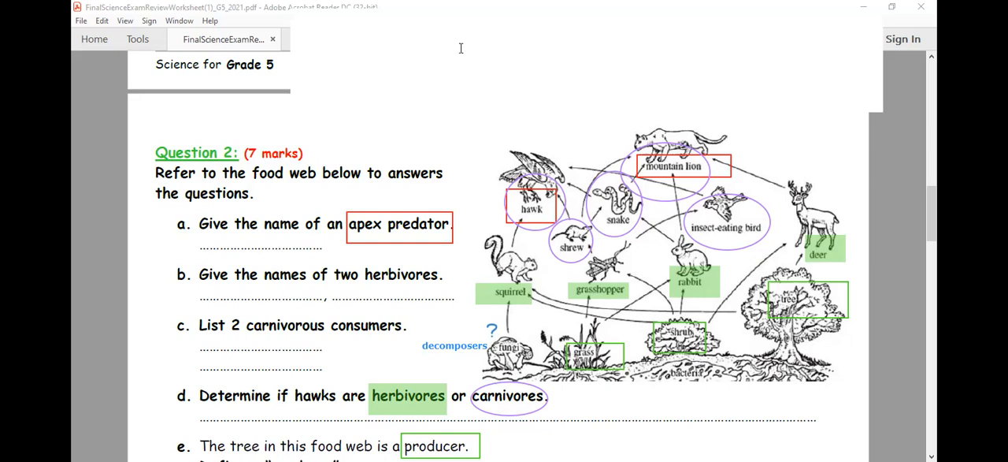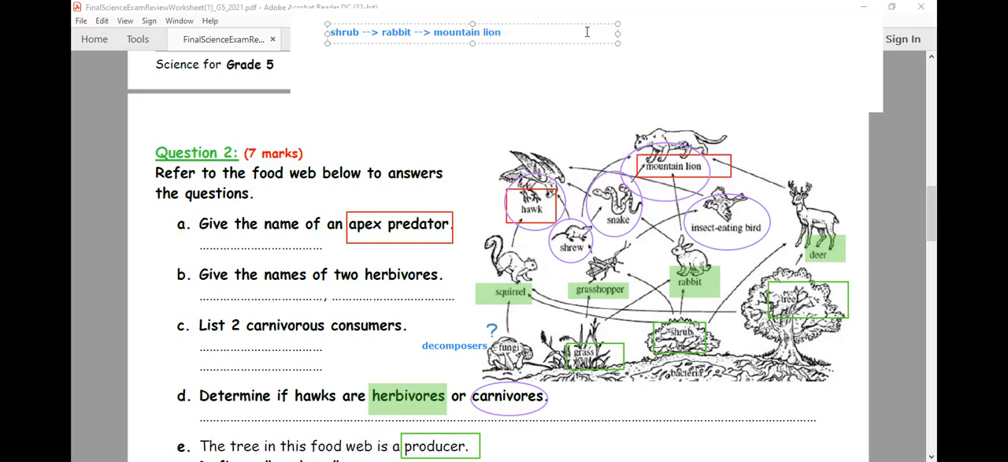The fungi, squirrel, and hawk. Fungi is not a producer. Choose something else. The shrub, the rabbit, and the mountain lion. The shrub is eaten by the rabbit. The rabbit is eaten by the mountain lion.